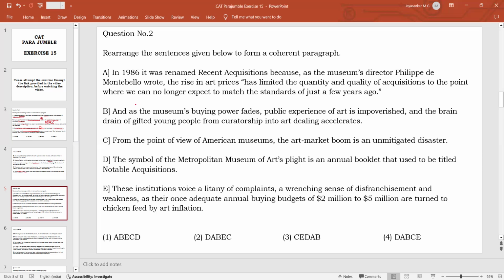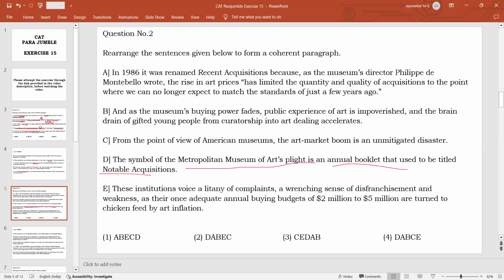Once you understand that, then making the connection between the sentences becomes not so difficult. So here, in order to highlight this problem that is faced by the art museums, we are talking about the Metropolitan Museum of Art's plight. Plight means problem. It is an annual booklet that used to be titled Notable Acquisitions. So previously, the Metropolitan Museum of Art used to publish an annual booklet which contained the notable acquisitions or notable purchases they made during that particular period, maybe a year or something like that.